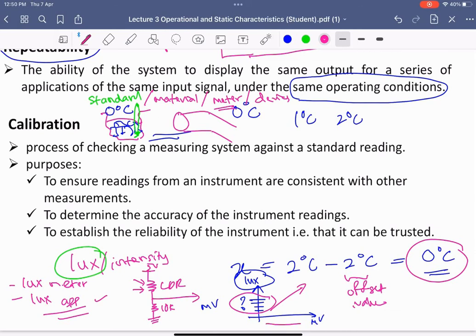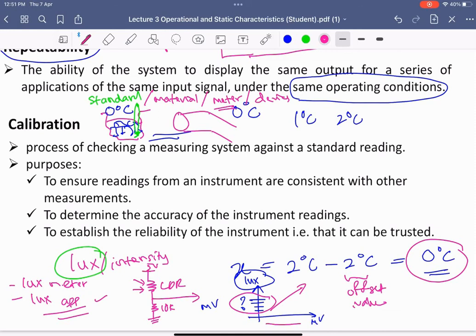Or you can buy the lux meter. Okay, is it clear, guys? Clear? Clear a little bit about your projects? Okay, guys, clear? Okay, alright. You can ask anything.